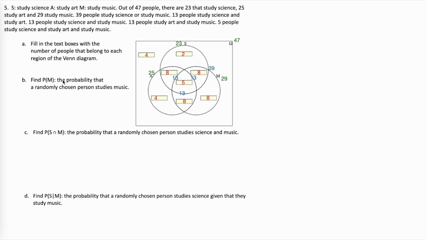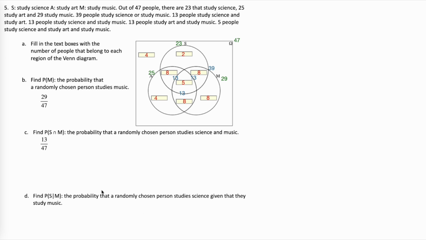Find P of M, the probability that a randomly chosen person studies music. We know there are 29 people that study music out of 47. Desired outcomes out of total outcomes, 29 out of 47. Find the probability of S and M. S and M, there are 13 people in S and M. That's this football-shaped region here. 13 out of 47.